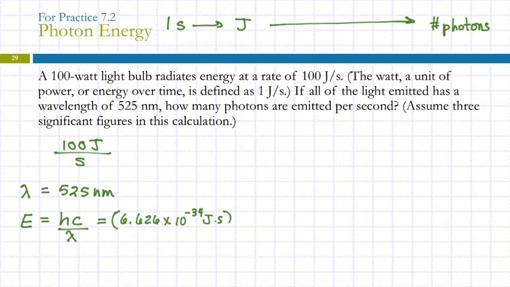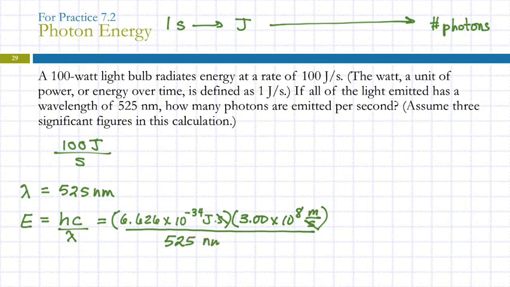So we've got that, and we need to multiply that by the speed of light. And if you don't remember what it is, you go look it up. It's 3.00 times 10 to the 8th meters per second. Look, the seconds are going to cancel out. And we're going to divide this by lambda, the wavelength. So 525 nanometers.